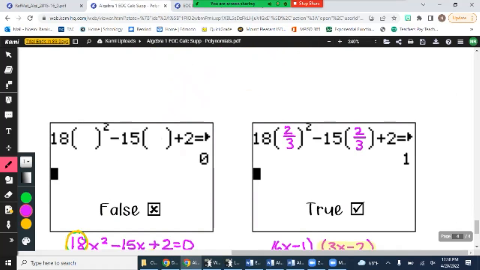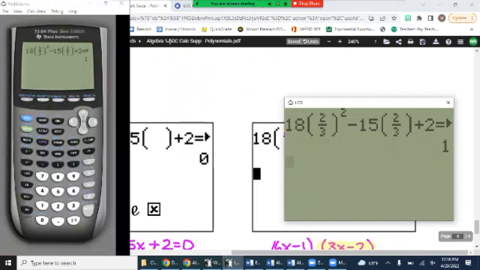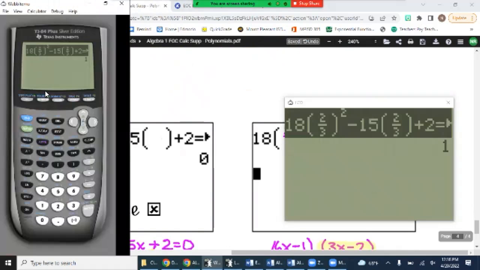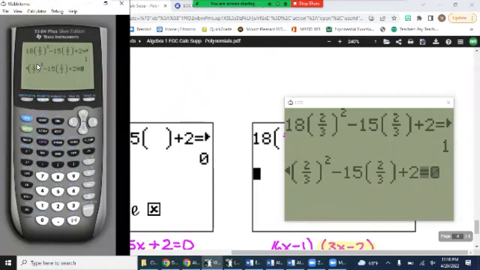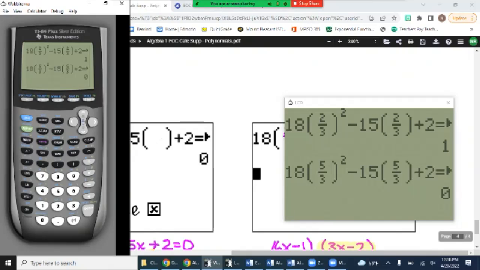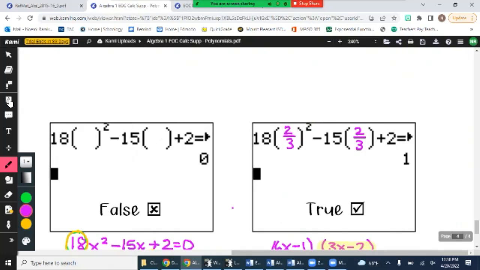it gives me true. If it were any other number other than 2/3, so let me just show you. Let's say instead of that 2, I'm gonna put a 5, just for fun, just so you can see a wrong answer. Let's say I typed it in incorrectly. It would give me a 0, and that lets me know that that is not the correct answer. Okay, yes? Are we okay with that? Now turn the page.